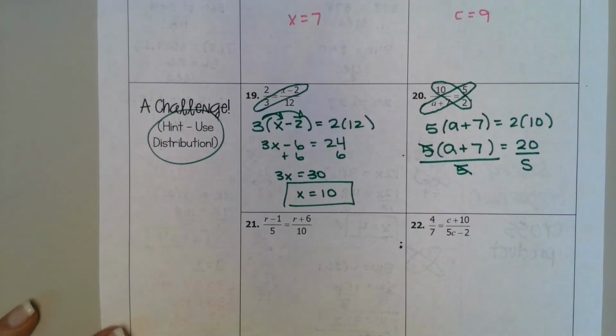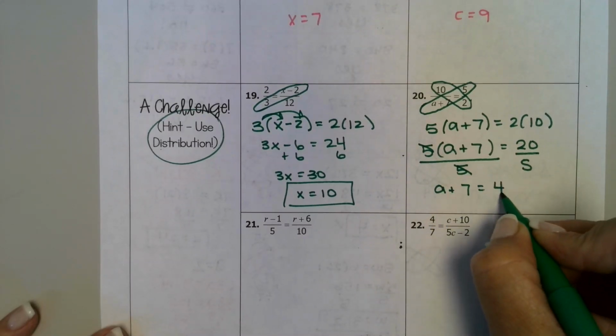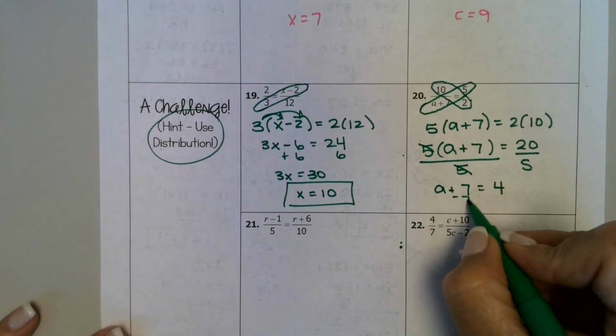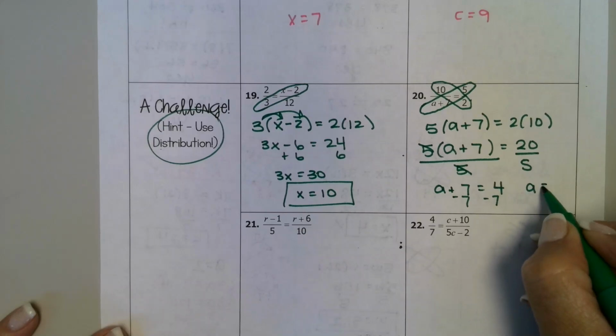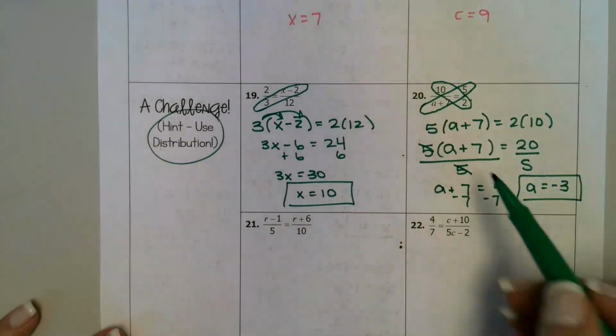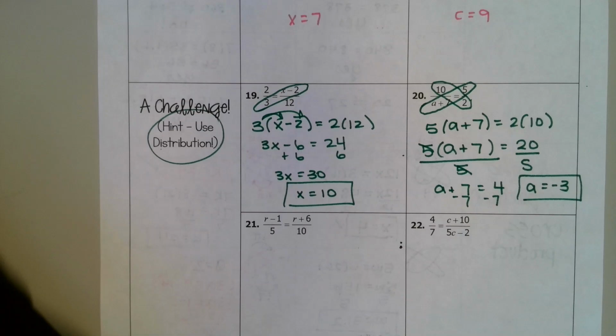Those 5s cancel. And so I have a plus 7 equals 4. 20 divided by 5 equals 4. So now I subtract 7 from both sides, and I have a equals negative 3. If you choose to distribute, you would have gotten the same thing, a equals negative 3. All right, so go ahead and pause it and work these last two.